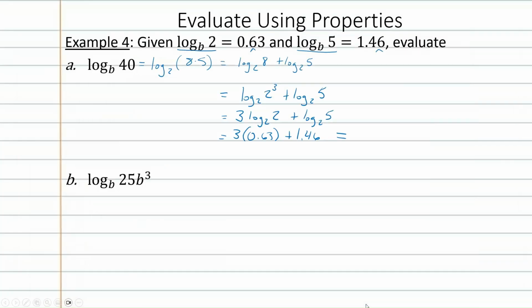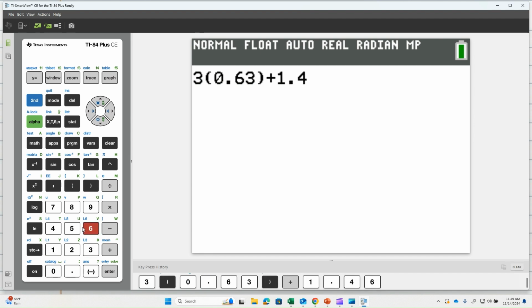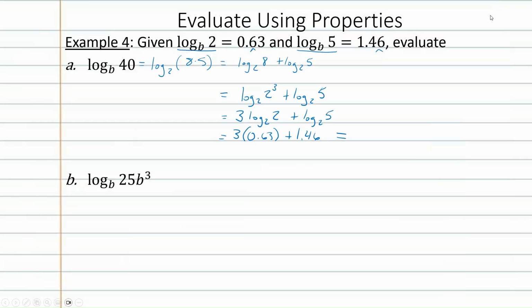We will type in 3 times 0.63 plus 1.46, I believe. I believe we're looking at 3.35. So that would be our answer.